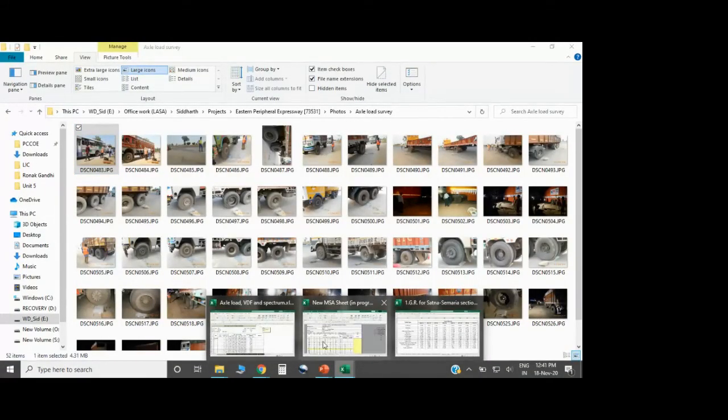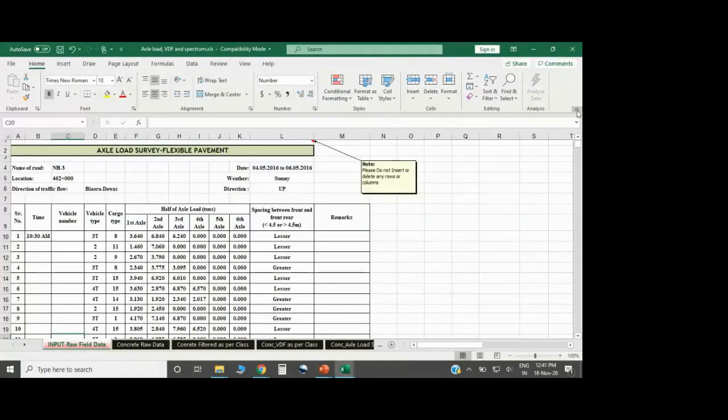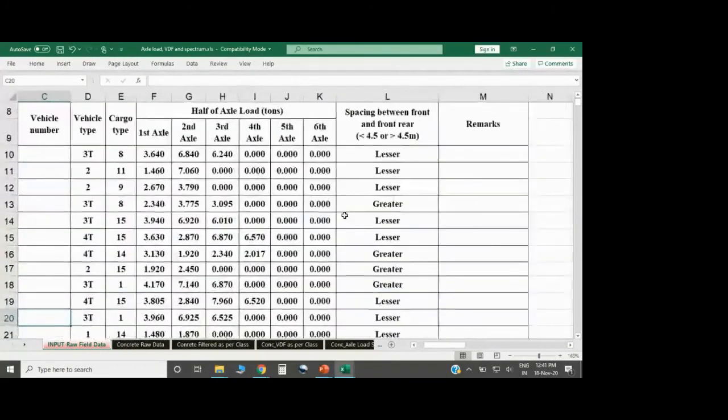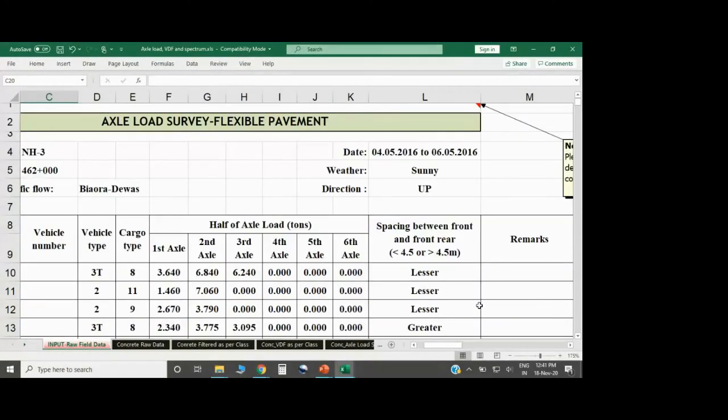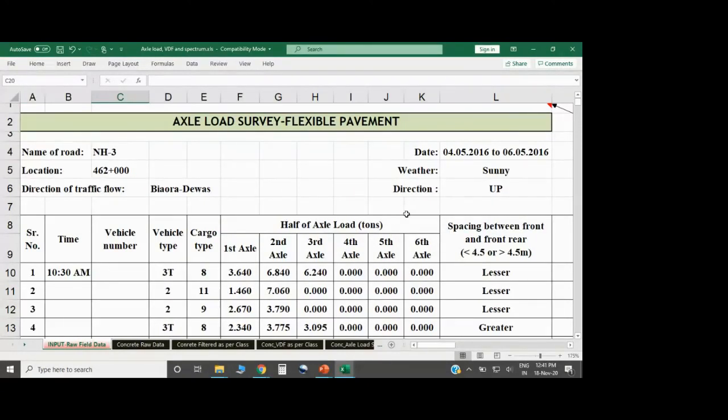And what we are interested in is the data, how you actually get the data. So here, if you see, this is the axle load survey. It's not for the project that we are discussing. It's for another project in MP. Bayora Devas is the name of the road or highway. So this is the typical axle load survey sheet that you have.